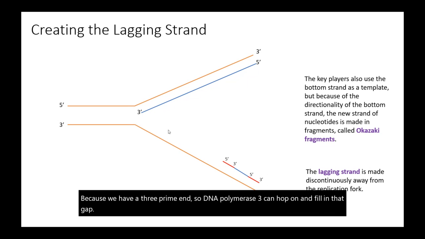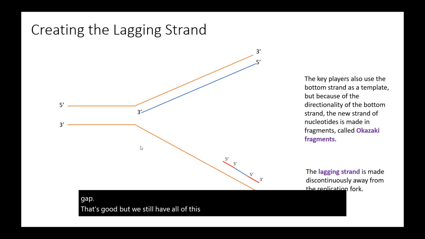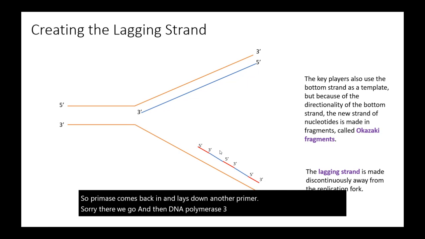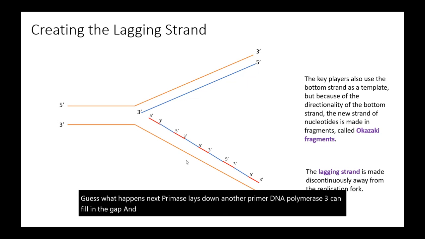Well, that's good, but we still have all of this over here, right, that hasn't been created. So Primase comes back in and lays down another primer. And then DNA polymerase 3 fills in that gap. Guess what happens next? Primase lays down another primer. DNA polymerase 3 can fill in the gap. And so this happens until it runs out of available template DNA. So now, y'all, we have a lot of RNA mixed in with the DNA.